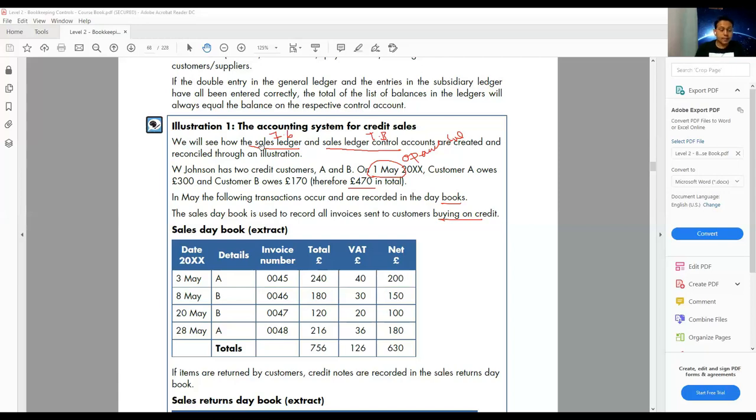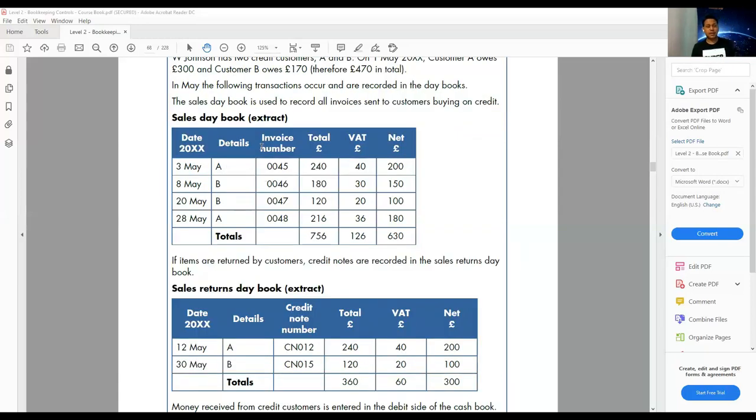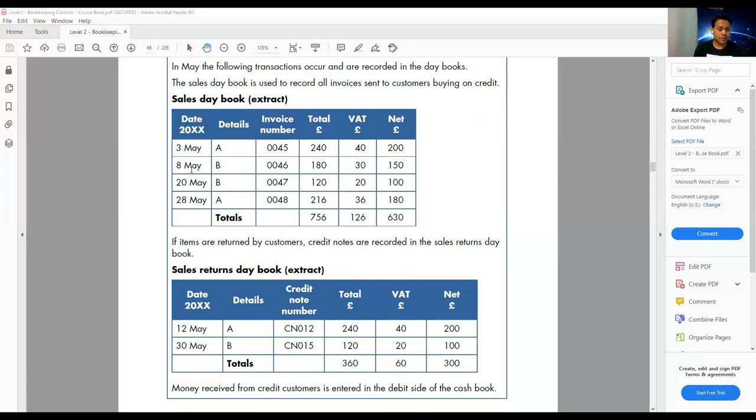Okay, let's go into details. On the sales day book, all the credit sales we make. We have 3rd of May, 8th of May, 20th of May, and 28th of May. Invoice number, total: 3rd of May, we make a sale of 240, VAT 40, 200 net. You have to remember that we make sales at different times to different customers. So 3rd of May, we sell to customer A. 8th of May, customer B. 20th of May, customer B. And 28th of May, customer A. So this is the individual: A, B, B, A.